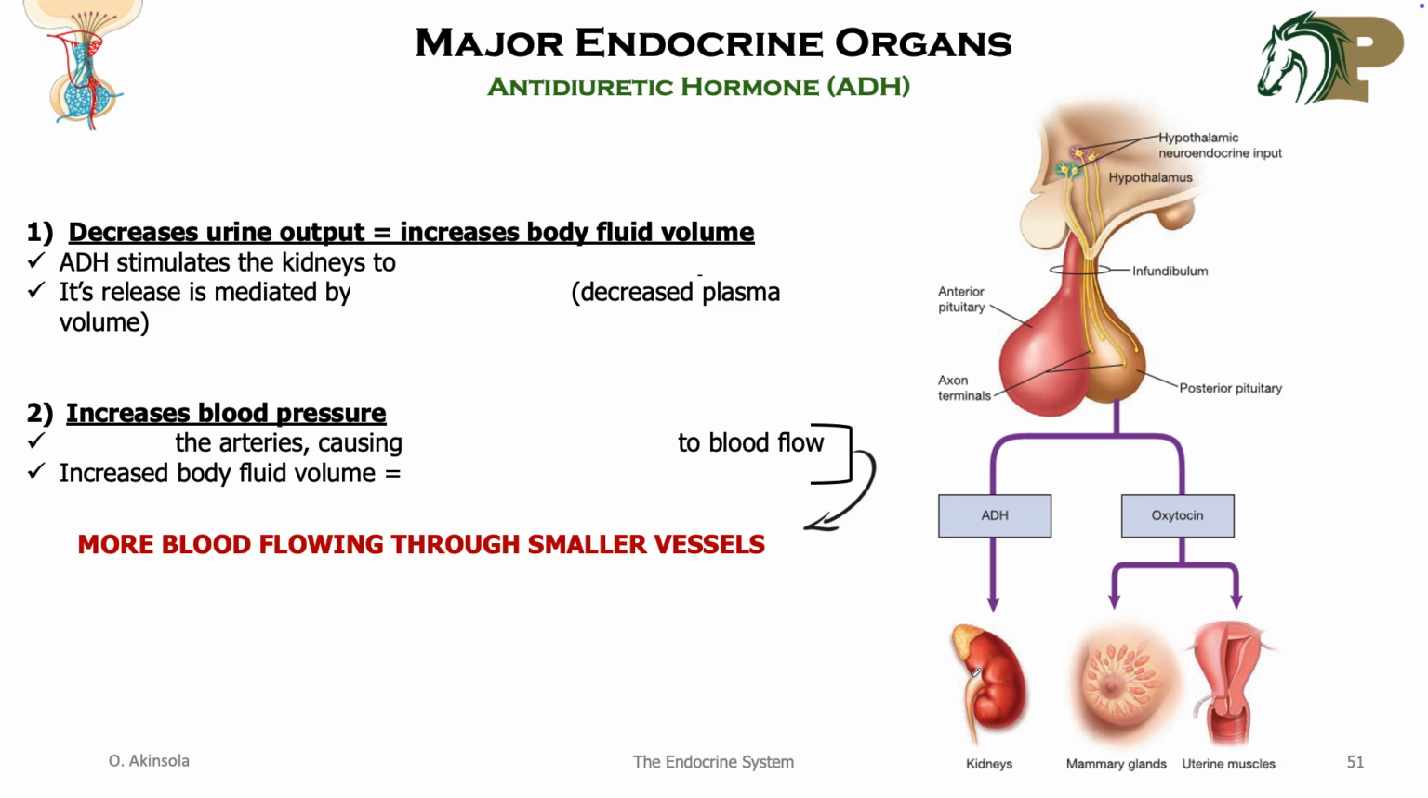All right, so let's talk about the 2 posterior pituitary hormones. Let's start with ADH, or antidiuretic hormone. To understand what ADH, or antidiuretic hormone, does, let us break down the word antidiuretic hormone. Okay? So, of course, we know that anti is going to mean against.